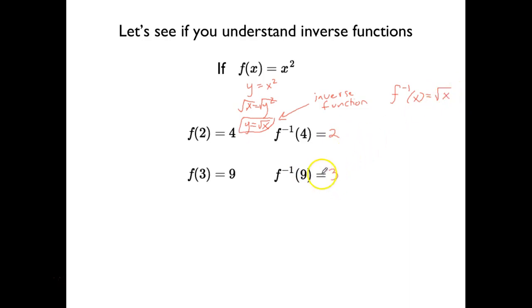Now, here's the key thing about these inverse functions that you're going to need. Look at what happened with the x and the y values. Here, the original was 2 and 4. Here, it was 4 and 2. Here, it was 3 and 9. Here, it was 9 and 3. So an inverse function switches x and y values.